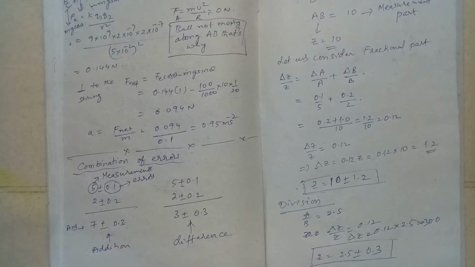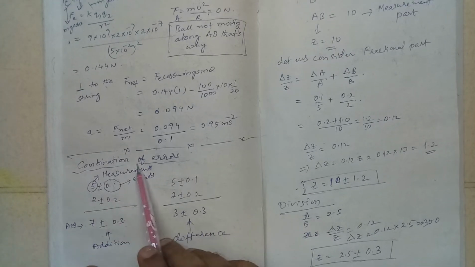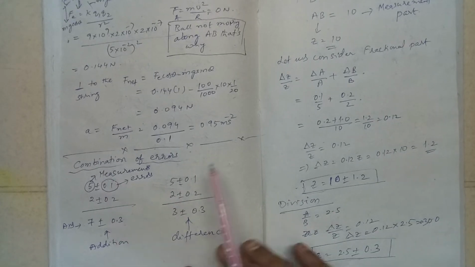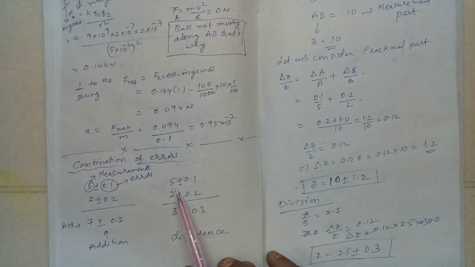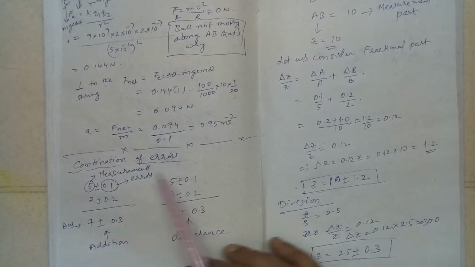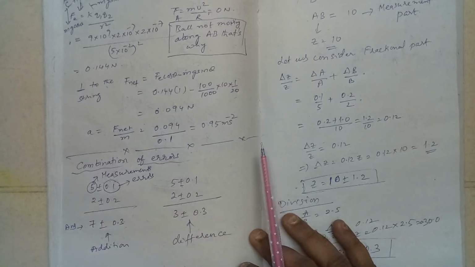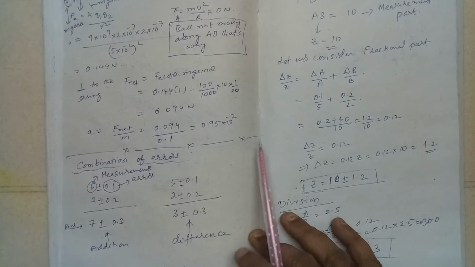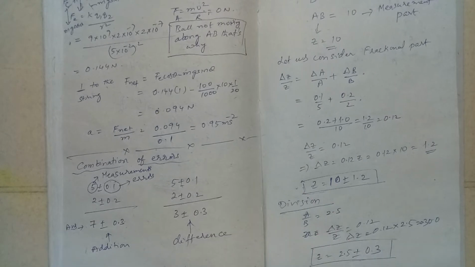So now let us discuss combination of errors. When you have two errors A and B, we'll try to understand with the help of examples. When there are two measurements, let us say A, B, what are the mathematical operations possible? Addition, subtraction, multiplication, division. So when there is a combination of errors, how to make the calculation?